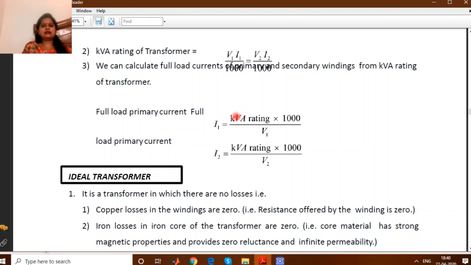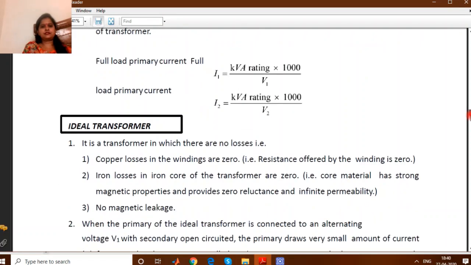So kVA rating is V1 I1. We need to learn that V1 I1 is always equal to V2 I2 in the case of a transformer. It means the primary kVA rating is equal to the secondary kVA rating of the transformer. So in a transformer, the volt ampere rating is not changed. It is the same for primary as for secondary.